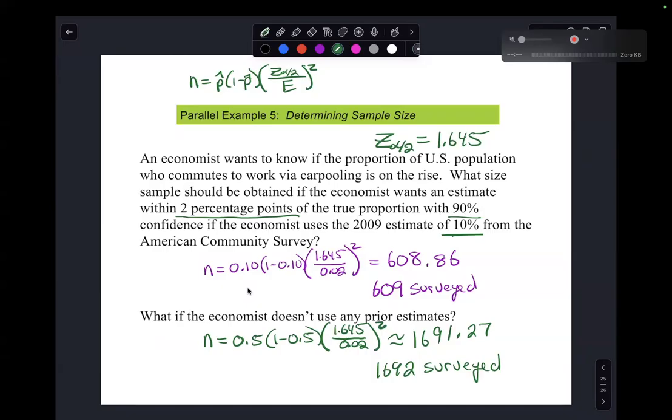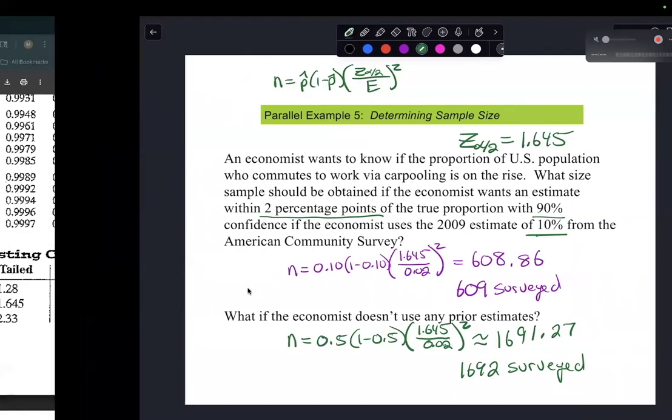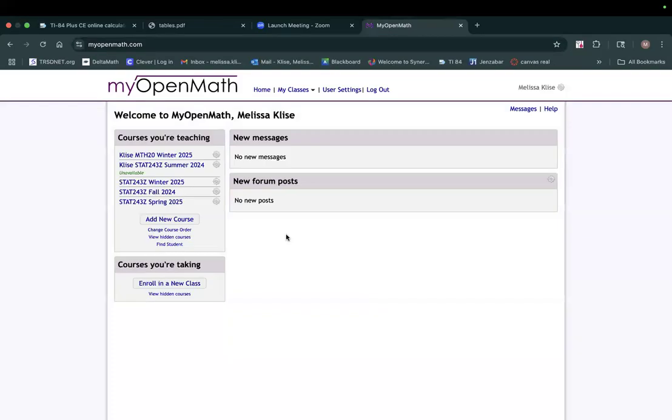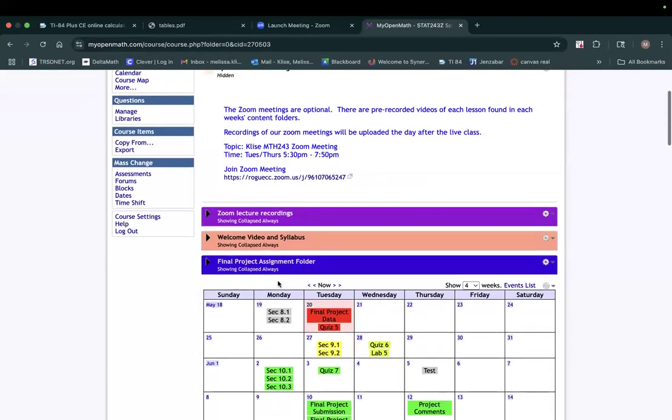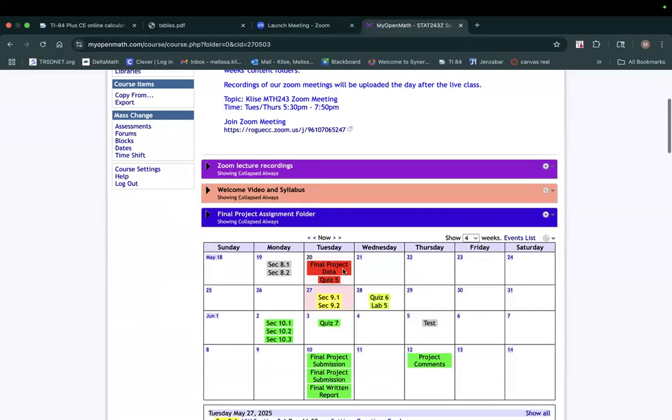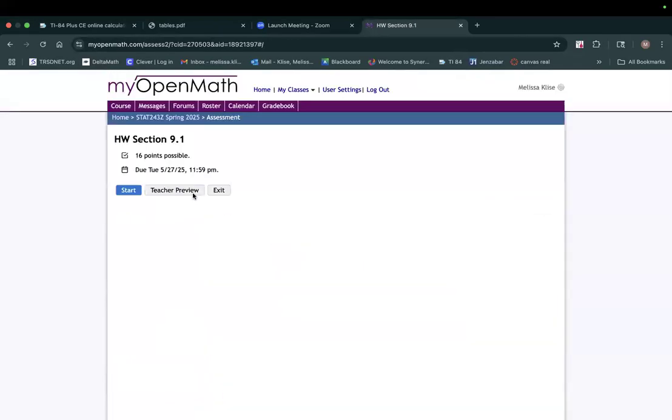I have one more thing I want to talk about with the homework, to help you use your calculator. Other than that, this is the last slide. So questions? All right. In our calculator, we have to have the number of successes and the sample size. Sometimes my OpenMath gets tricky with us. So in our 9.1 homework, let's get in here.